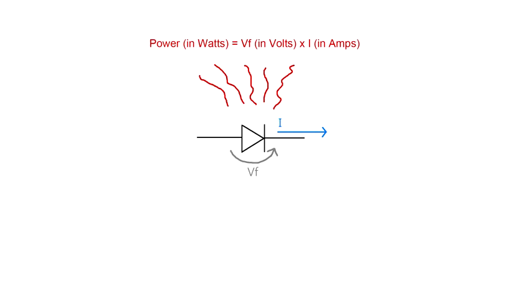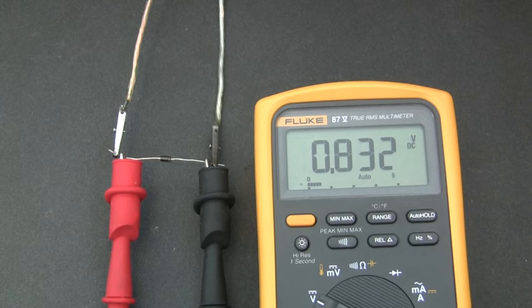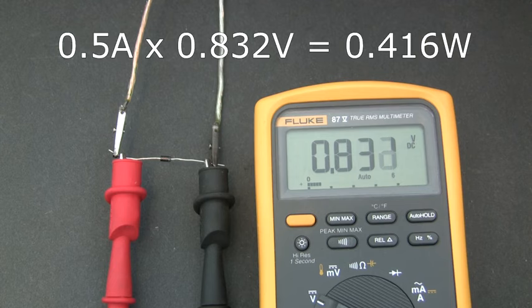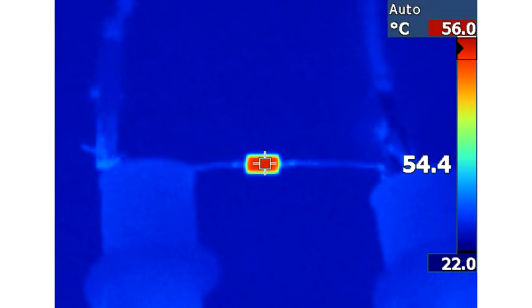One of the main Schottky diode advantages is that they have a lower VF than silicon diodes. This results in less heat being generated. Let me show you an example. Here I have a regular 1N4007 silicon diode with 500 milliamps flowing through it. If I measure the voltage drop across the diode, it's 0.832 volts. 0.5 amps multiplied by 0.832 volts gives 416 milliwatts of heat. And that's causing the diode to have a temperature of 54 degrees.